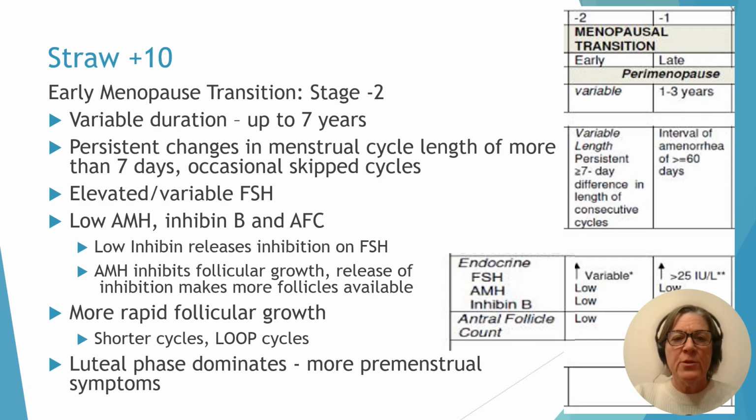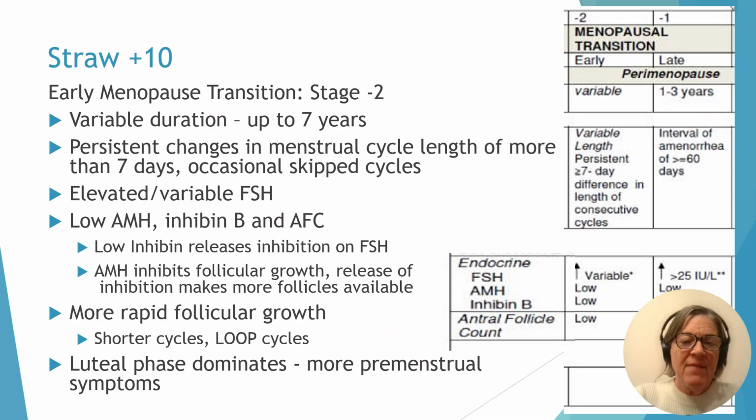So now we've gotten to the menopause transition. So this is the period that we also call perimenopause. The Menopause Society has some preference for using the word menopause transition rather than perimenopause, but perimenopause is certainly what you will see used in popular conversation and what women will come to you complaining about. So the early menopause transition is called stage -2, and this has a highly variable duration. It can last up to 7 years. During this time, we see persistent changes in the menstrual cycle length, and this is defined by changes of more than 7 days and occasional skipped cycles.